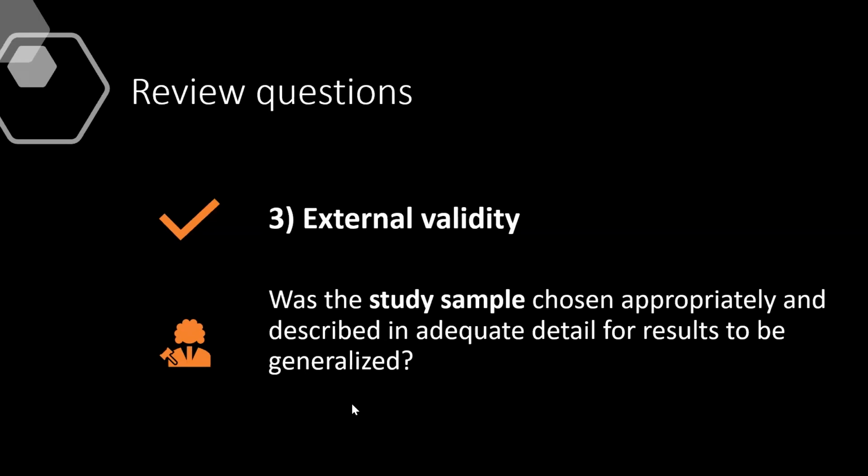The other question is the external validity, and this means how the sample was chosen, if it was appropriate enough, if it was adequate, if it's described in adequate detail, and this means that the results can be generalized. Remember, if the sample is not described correctly, or the sample is not enough, it's a small sample, the result is very hard to generalize worldwide. It just means that a small sample describes just a small population in a very local way.